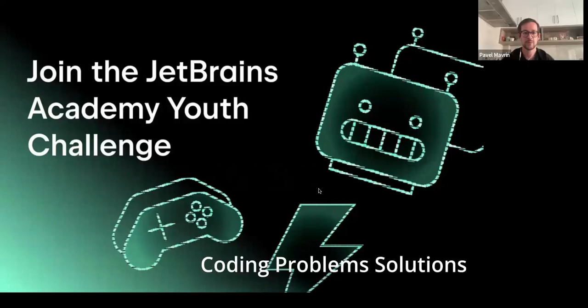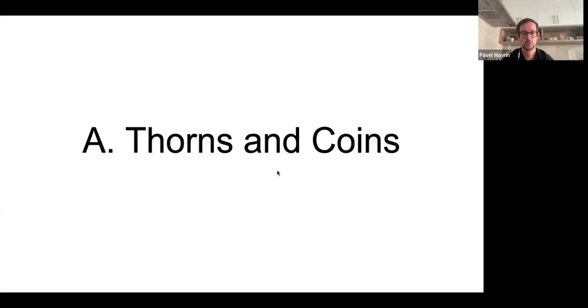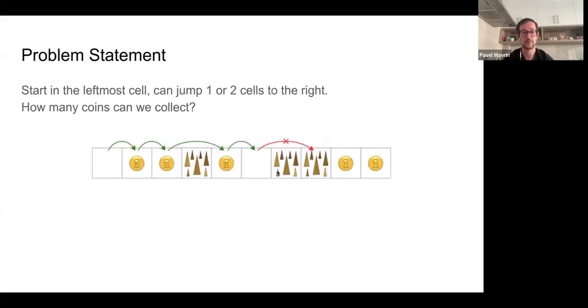Okay, so let's discuss the problems we had in the JetBrains Academy YAF challenge coding part. So we had 8 problems. The first problem was called turns and coins. So what did we have in this problem?